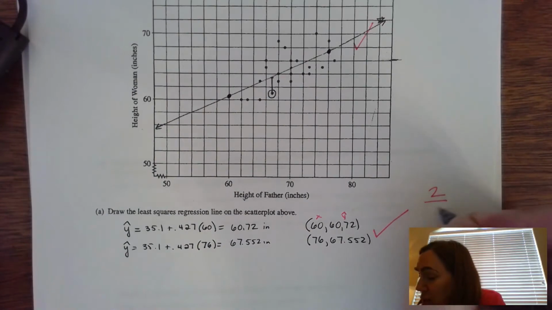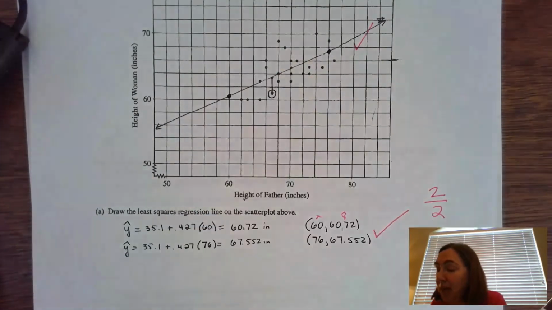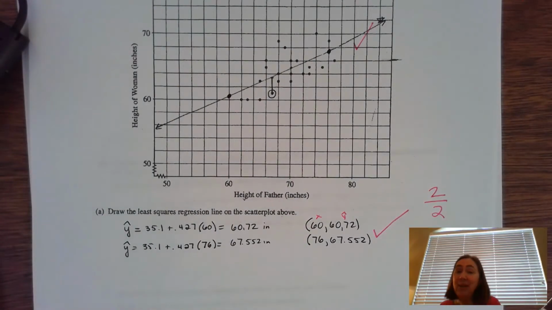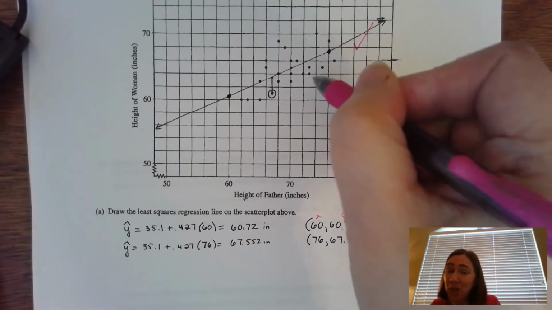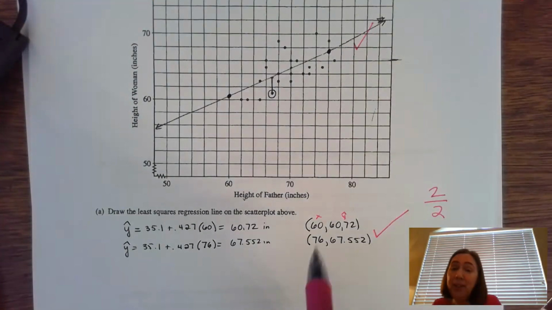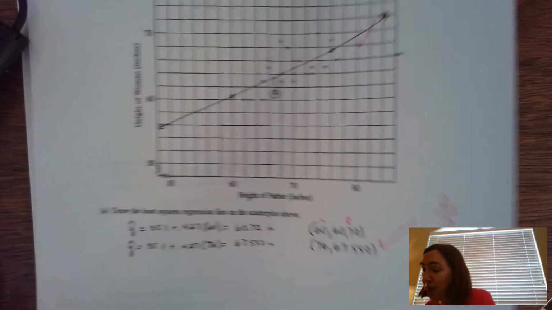My person got 2 out of the 2 because they showed work to find 2 points and they graphed the line. And guys, a lot of you, your line's probably going to be wrong because you just estimated and you really don't have a good line. You also probably didn't show any work here to get 2 points that you know are on that line. So that is part A.